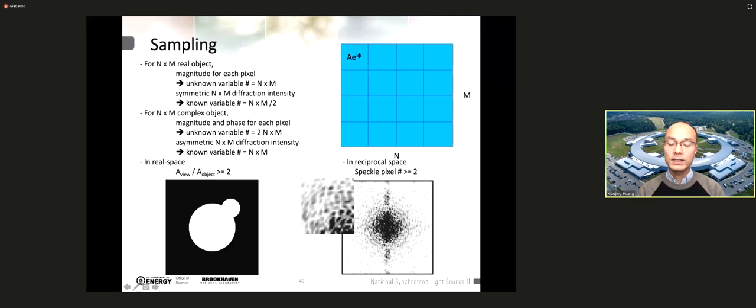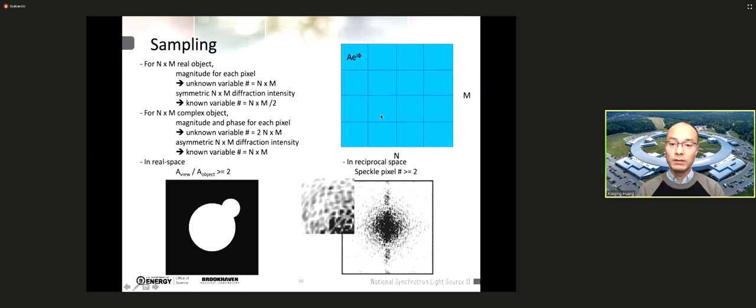So now the next question is, can we calculate the lost information back? First of all, in order to do that, we need to make sure the problem is not ill-posed. It's mathematically doable. Let's consider we have a detector with n columns and n rows. So in total, we have n times n pixels. At each pixel, as we mentioned, because it's a complex function, it has magnitude and a phase. So at each pixel, we have two variables. So in total, we have 2 times n times n unknown variables. That's what we want to figure out. But in detection, we only detect the magnitude. So the number of known variables is n times n, but the number of unknown variables is 2 times n times n.